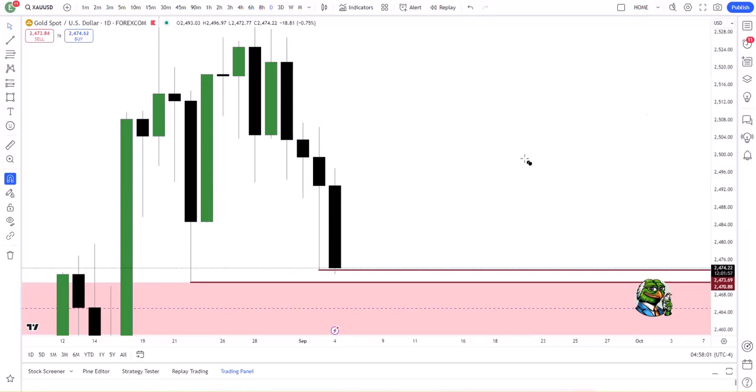Welcome back, folks. We are looking at a daily chart of gold, and now that we've moved significantly lower, I can talk about the entry.